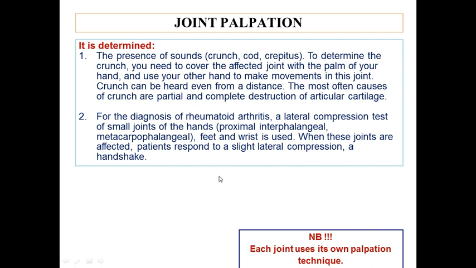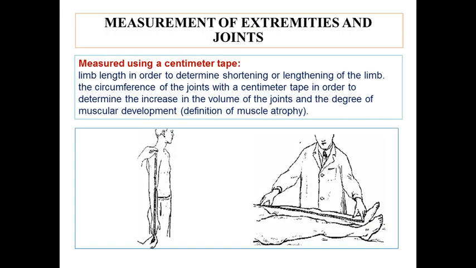For the diagnosis, for example, of rheumatoid arthritis, a lateral compression test of the small joints of the hands, for example proximal interphalangeal or metacarpophalangeal, and of the feet and wrist is used. When these joints are affected, patients respond to a slight lateral compression and handshake. Notably, each joint uses its own palpation techniques.